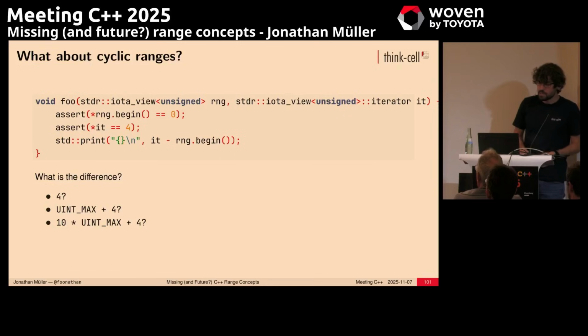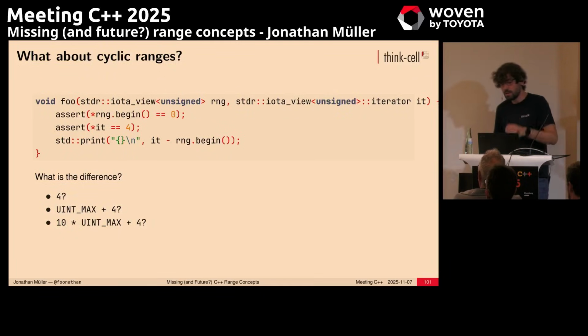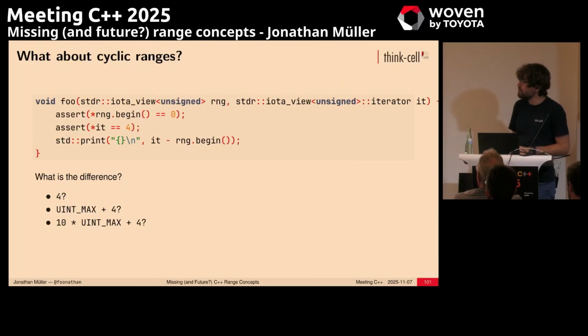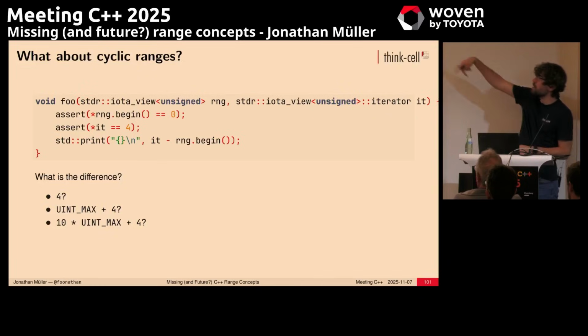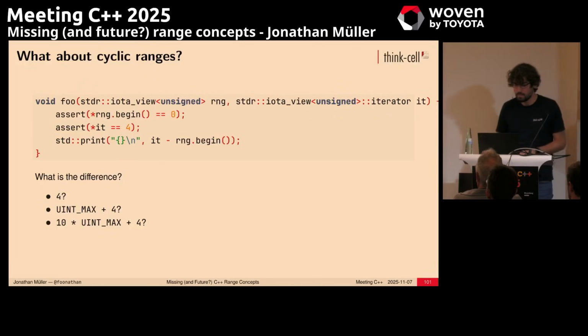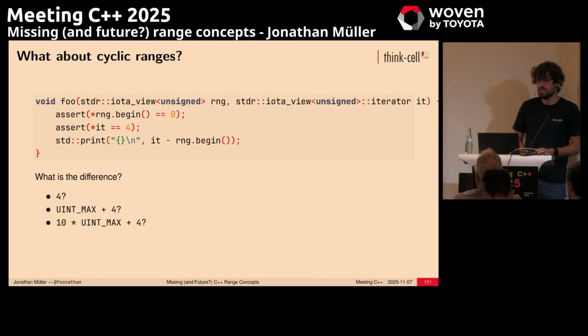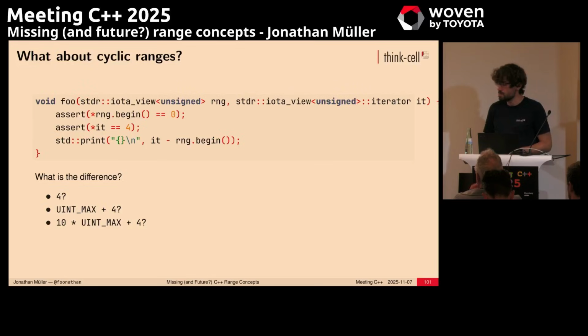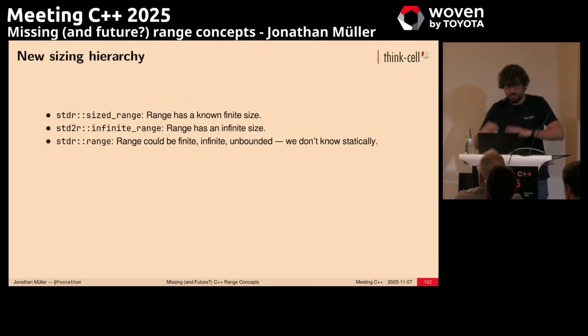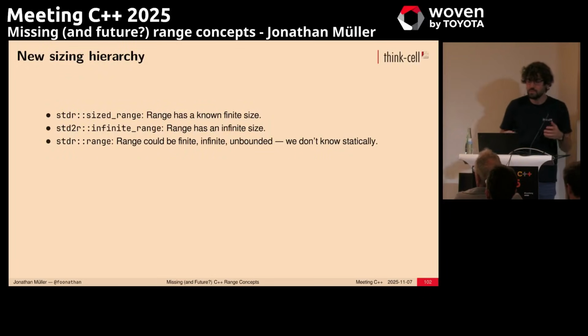Now, what about cyclic ranges? Given our iota view that starts at 0, and an iterator that starts at 4, what is the distance between? Is it 4? Is it UINT_MAX plus 4? Is it 10 times UINT_MAX plus 4? We don't know how many turns around we did. And so it probably should be defined to be the smallest difference, but we just need to do some wording to do that.